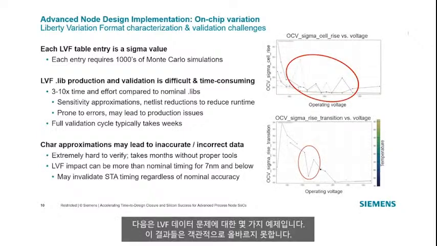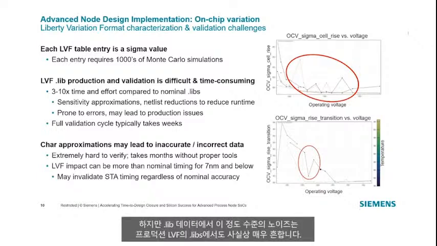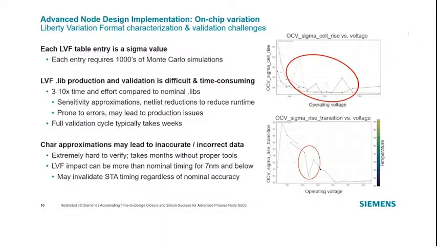Here are a couple of examples of LVF data problems. These results are objectively incorrect since statistical timing and power properties of standard cells or other IP isn't supposed to fluctuate wildly like shown here. However, this level of noisiness in LVF data is really quite common even in production LVF .libs.